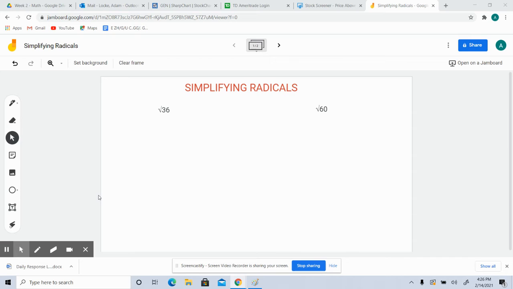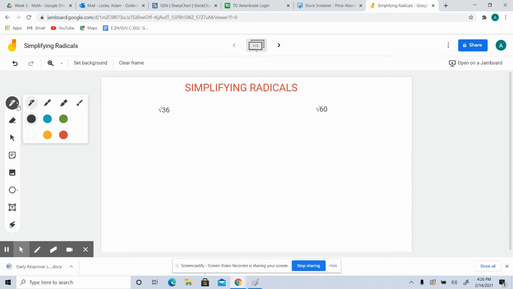Today we want to talk about simplifying radicals. I don't have my marker board because I'm not at school because of the way the roads are, so I'm going to make use of Jamboard and a little screencast here. On this first page, we've got two different radicals. We've got the square root of 36 and we've got the square root of 60.